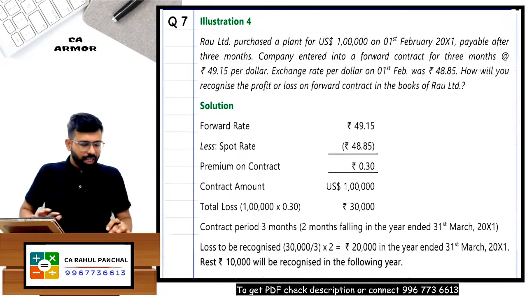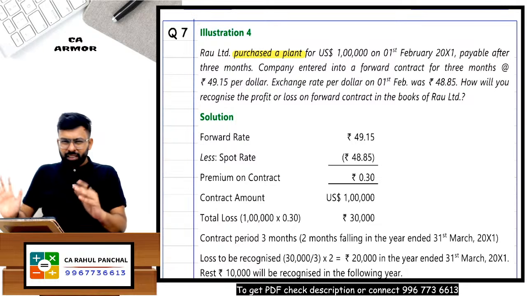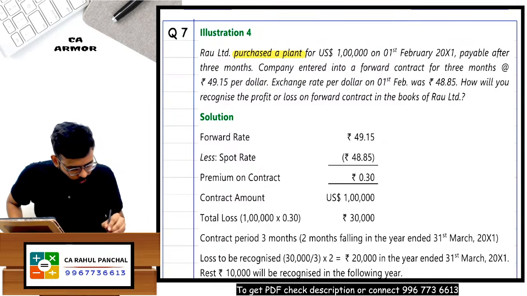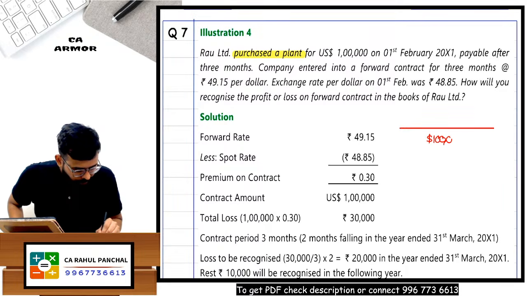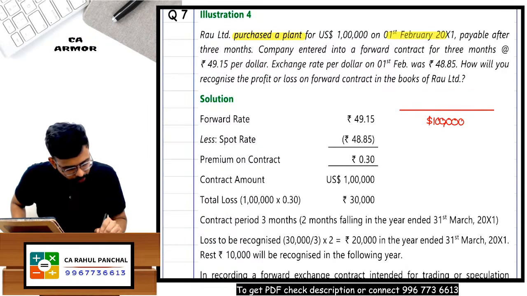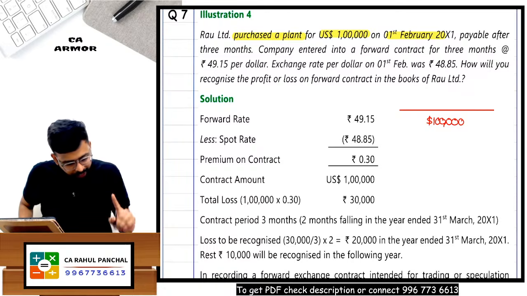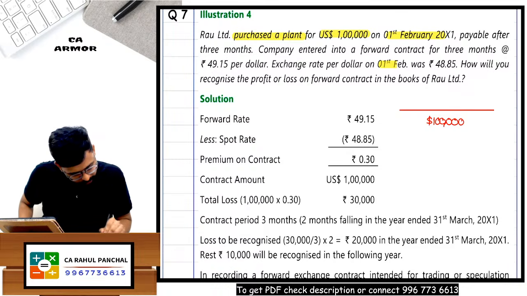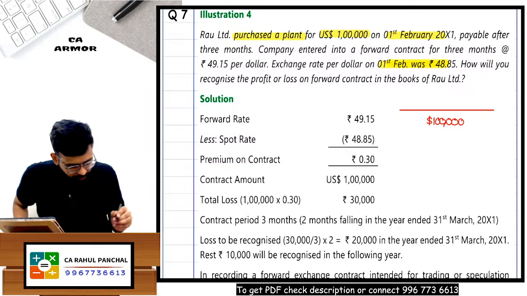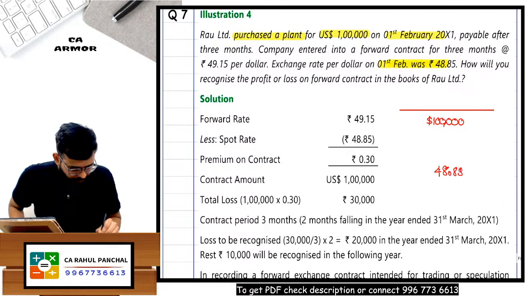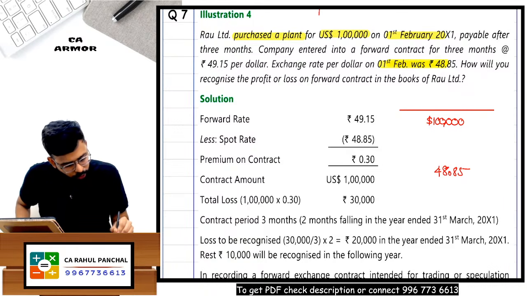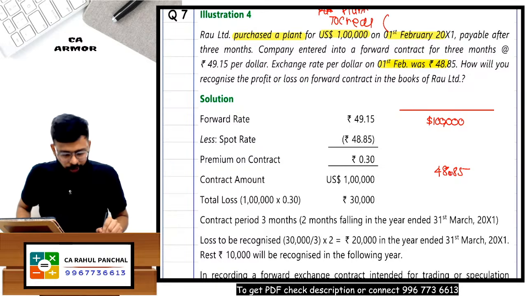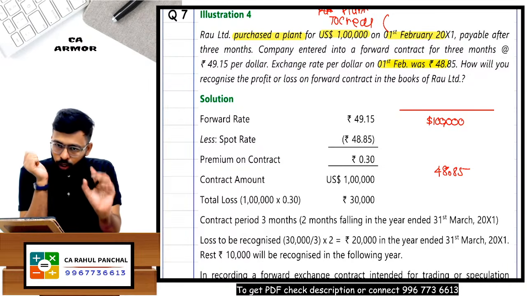Question number 7. Now, I have purchased a plant, I have purchased a machinery. I have to pay someone $1 lakh, but I am worried. Acha, the machinery was purchased on 1st February for $1 lakh, and the rate going on in the market on 1st Feb, when you purchased it, was 48.85. It means I have purchased the plant from a creditor, and I will have to make this payment to the creditor, $1 lakh into 48.85, on that date, on 1st Feb.